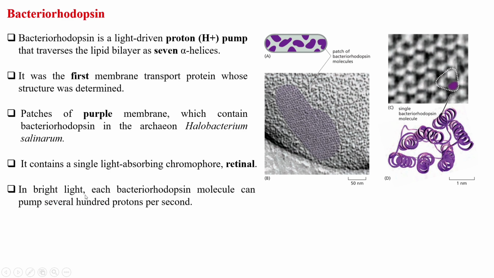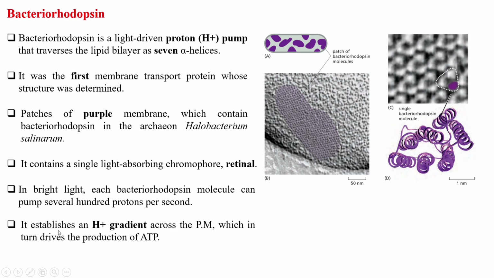Now, in bright light, each bacteriorhodopsin molecule can pump several hundred protons per second, and in this way it establishes an H+ gradient, a concentration gradient across the plasma membrane, which in turn drives the production of ATP. So basically what happens is, bacteriorhodopsin converts solar energy into an H+ gradient, a hydrogen ion gradient, which provides energy to the archaeal cell.